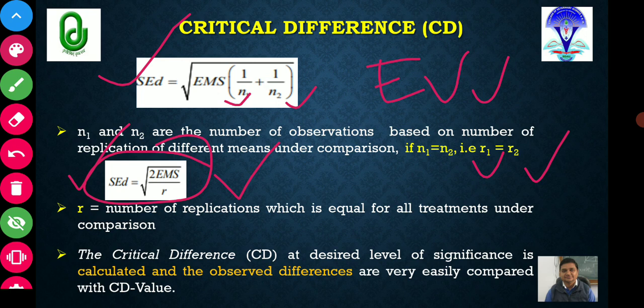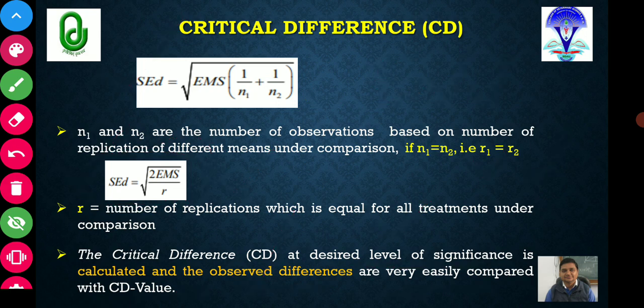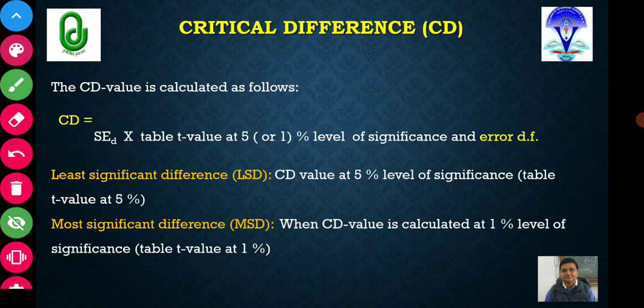Now, after calculation of the standard error of difference, you have to calculate the CD value, that is, the critical difference value. The critical difference value at the desired level of significance, whatever level you have decided, either 5% or 1%, is calculated, and the observed differences are very easily compared with the CD value. So how to calculate the CD value? CD is equal to standard error of difference into table T value at 5 or 1% level of significance at error degree of freedom.